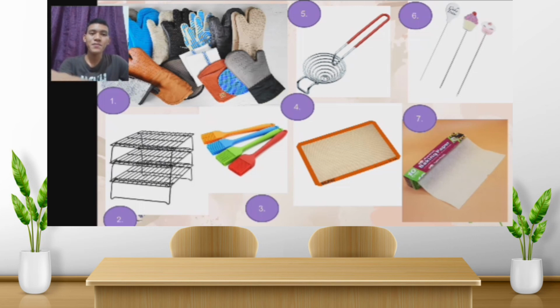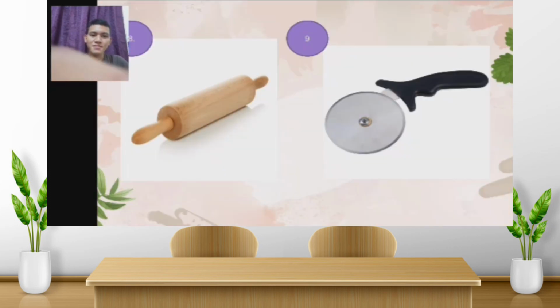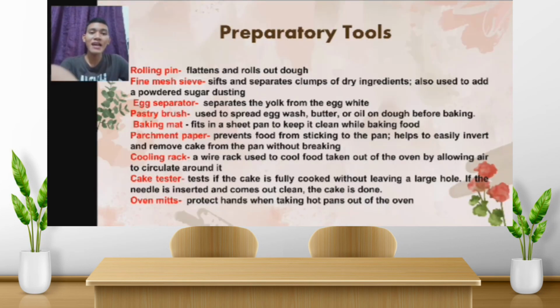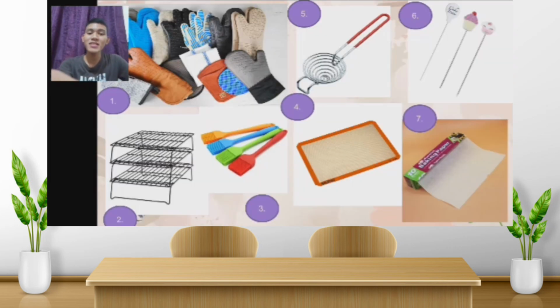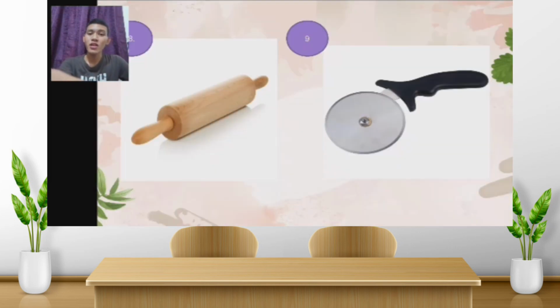When I say preparatory tools. Okay. So number 8, of course, this is the rolling pin. And number 9, it's the fine mesh sieve. Okay, you can search it on the website if you are very curious about what this kind of tool is.